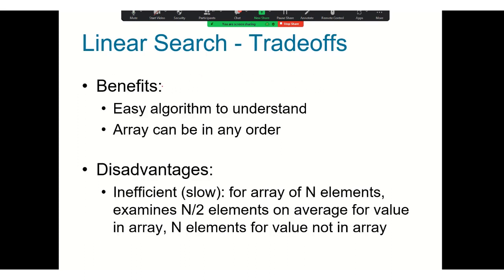I mean, you know, the main benefits of the linear search are, it is easy, right? So easy to write the code. The array can be in any order. You don't have to sort the array. For linear search, you don't have to sort anything. It can be an unordered array as well. The disadvantage of linear search is it can be slow.